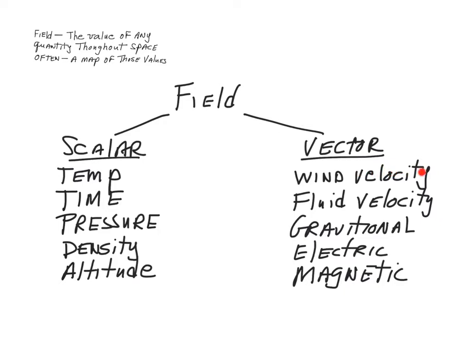A wind velocity map, that's another thing you might see on a weather station. The magnitude and the direction of the wind at any point in space, that would be a wind velocity map. Or if we're studying the flow of fluids, like fluids flowing through pipes or water flowing down a river, you could map the magnitude and direction of the water's velocity at any point in space.